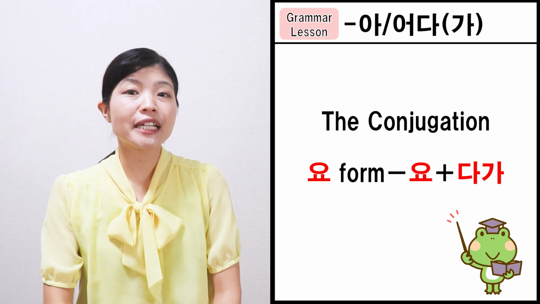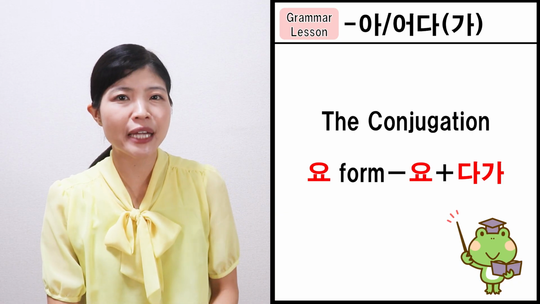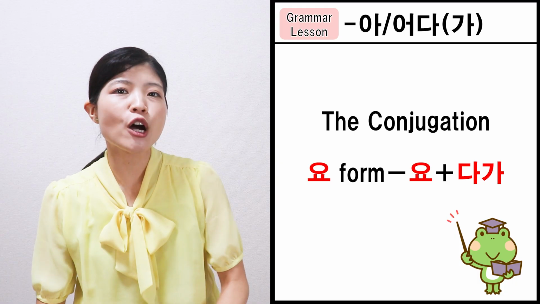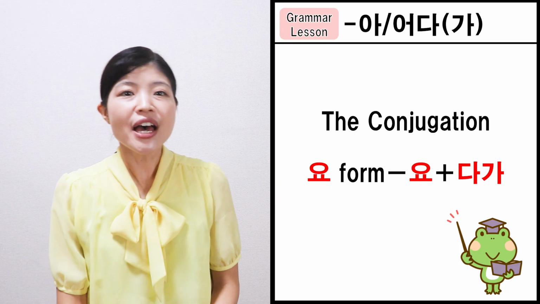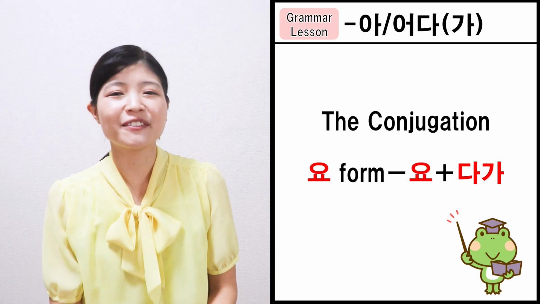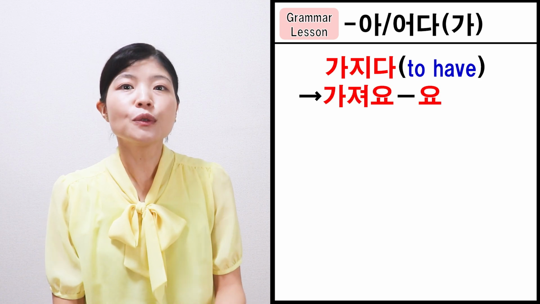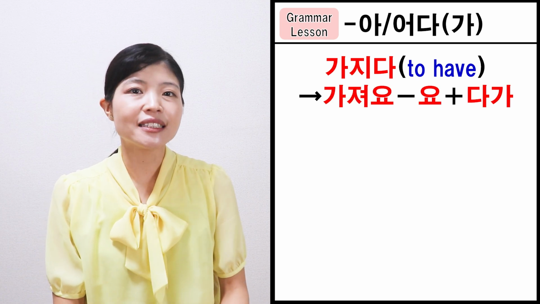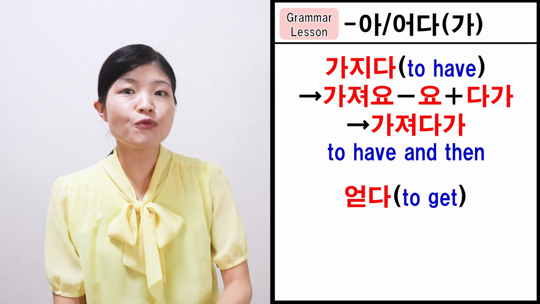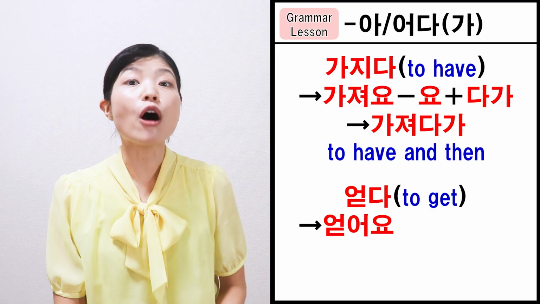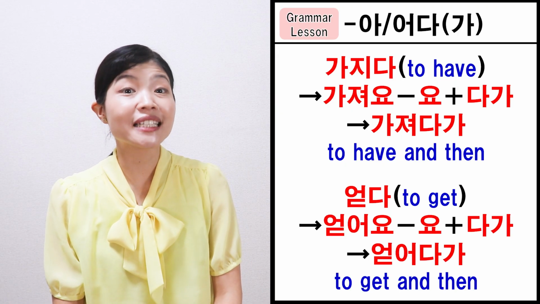I usually conjugate 가다 and 먹다 for examples, but since this grammar is appropriate for words that have the meaning of to hold something or to take someone to some place, I prepared specific words. For example, the 요 form of 가지다, to have, is 가져요. You remove 요 and add 다가 to make 가져다가, to have and then. In the same manner, the 요 form of 얻다, to get, is 얻어요. You remove 요 and add 다가 to make 얻어다가, to get and then.